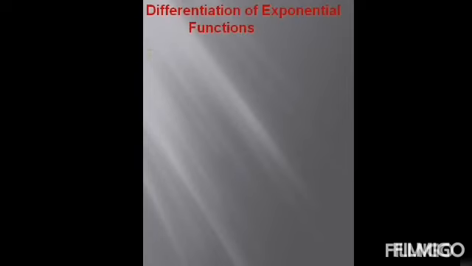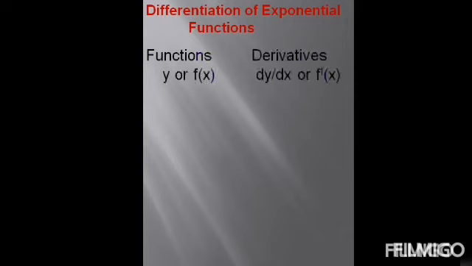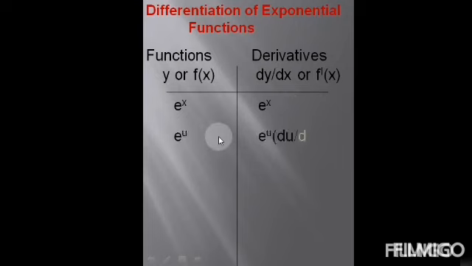Differentiation of exponential functions. We have the functions and the derivatives. Y or f of x. We have the dy dx or f prime of x. The first is the exponential x. If you differentiate exponential x, you have exponential x. If you differentiate exponential u, you have exponential u times du dx.